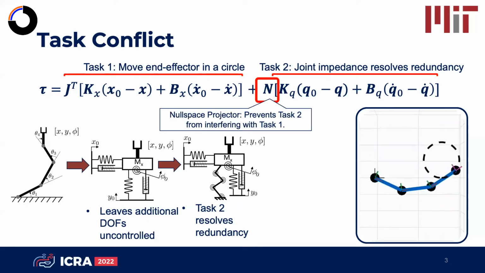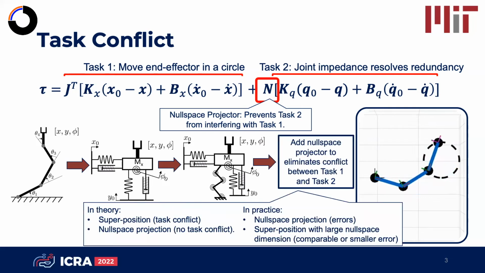To deal with this conflict, a null space projector can be added. This matrix multiplication eliminates the torques which conflict with the end effector task. Now the robot will move in the desired way. However, the projection comes at a cost: loss of passivity and challenges with singularities. In theory, superimposing impedances will always result in a task conflict, while null space projection eliminates the task conflict completely. Interestingly, we found that in practice, null space projections do result in small errors. And when the null space dimension is large enough, superposition was comparable to null space projection.